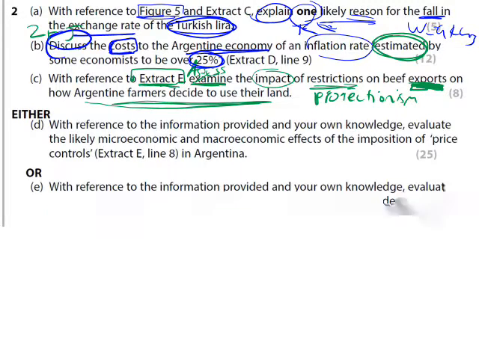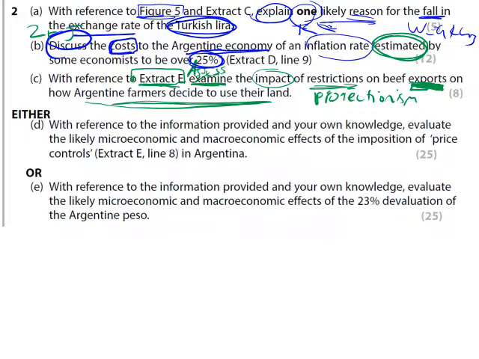Okay, now the first 2 questions, so we've got exchange rates and inflation rates, these are macro questions. So if we spot the correct topic, the first one is our macro, or one of the macro questions, and the second one is a macro question as well. The third one, when it's saying impact of restrictions on how Argentinian farmers decide to use their land, is a little bit of macro and micro. So this is kind of a synoptic question, because the protectionist measure is a macro thing, but the micro is the allocation of resources, or the basic economic problem there.